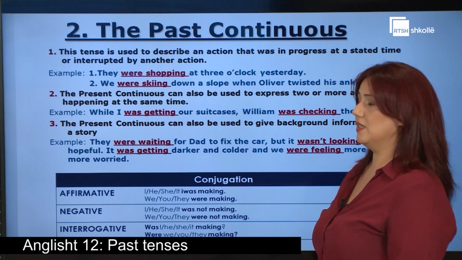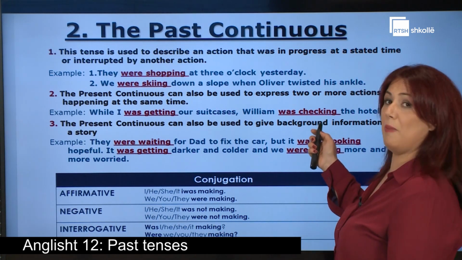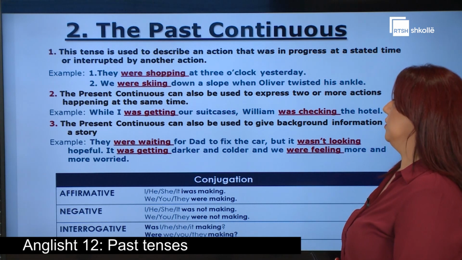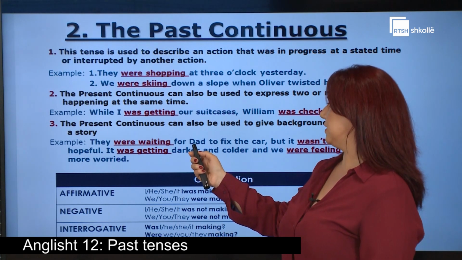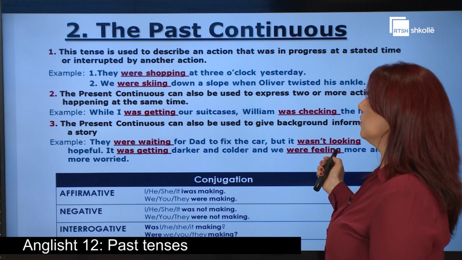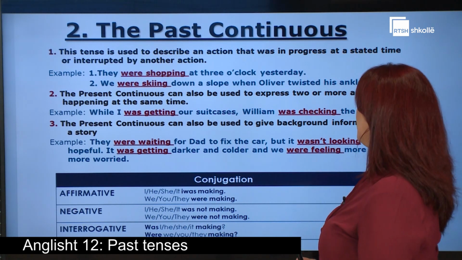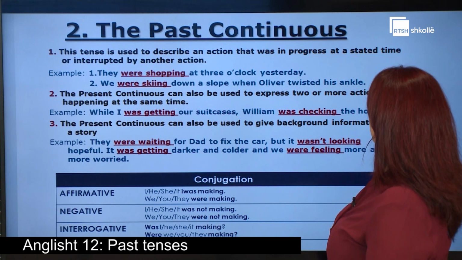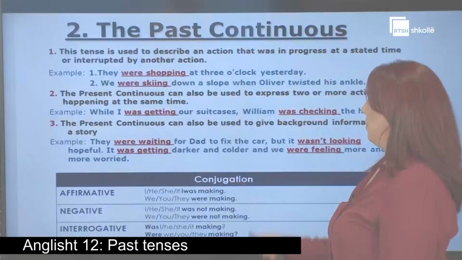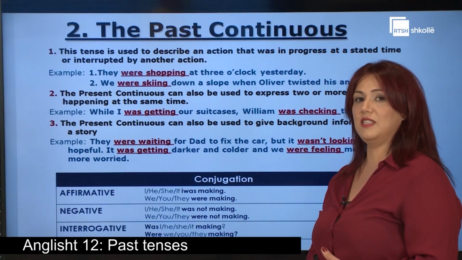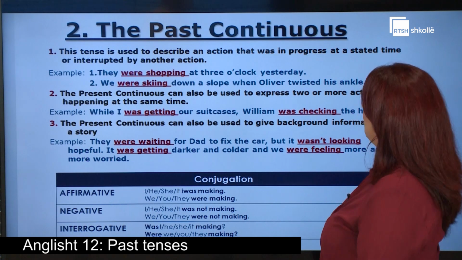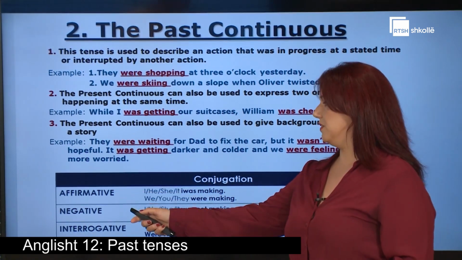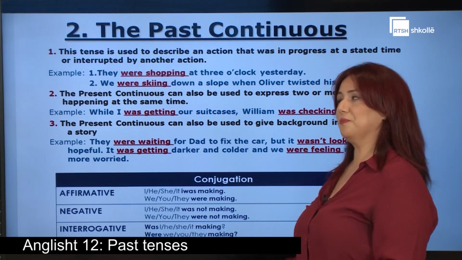Its last use is to give background information about a story. For example, they were waiting for Dad to fix the car, but it wasn't looking hopeful. It was getting darker and darker, and we were feeling more and more worried. Below, you will find the table for the conjugation of the past continuous in affirmative, negative, and interrogative.